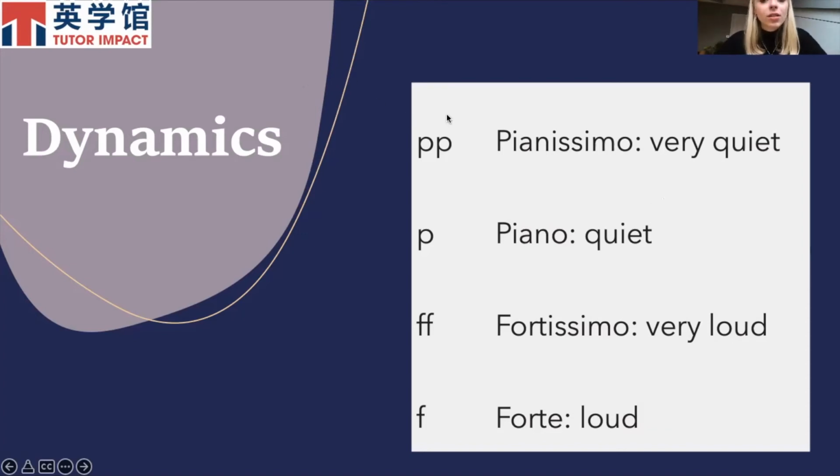Then we have fortissimo, which is very loud. So that's the loudest volume you can have. And then we have forte, which is just generally loud. So forte and piano are probably the most common two. And then pianissimo and fortissimo are reserved for the extra loud sections and for the very quiet sections of the music.